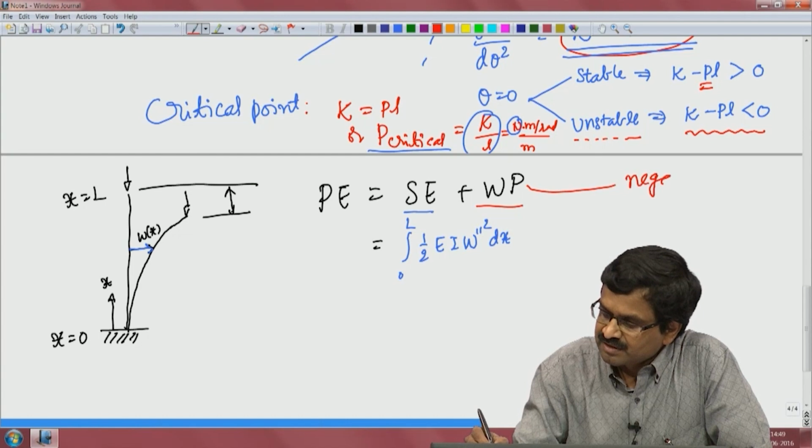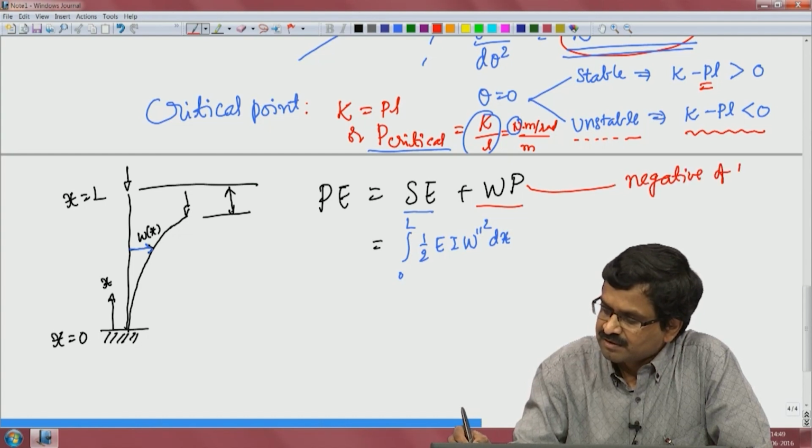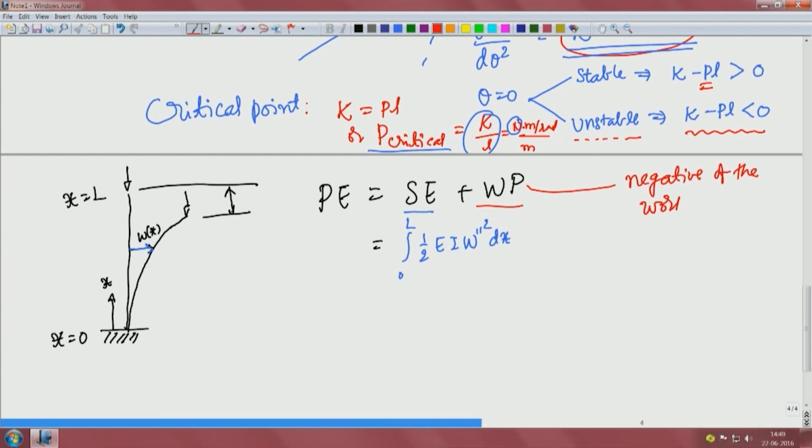I will write the work potential, which is the negative of the work done by external force. The external force in this problem is P, the P there. Since it is negative, I will put a minus sign and then P times, let us call this delta. First of all, I do not need to put an integral, I do not know yet, the integral will come. P times delta, the negative of that is the work potential. So, what is delta?